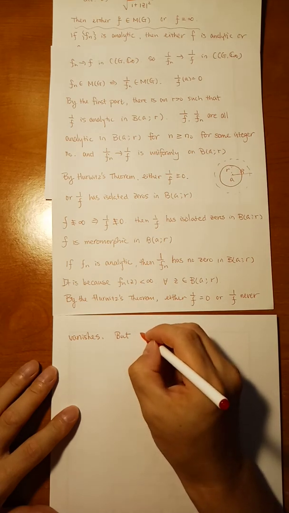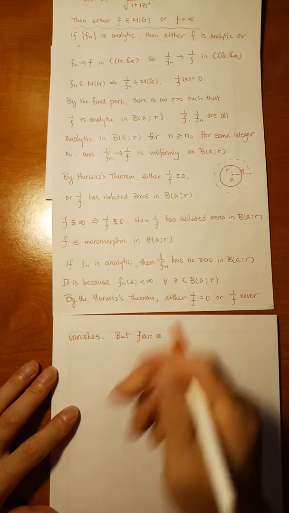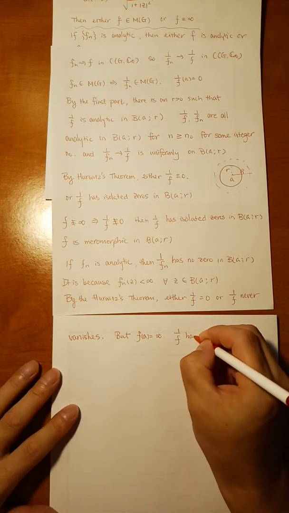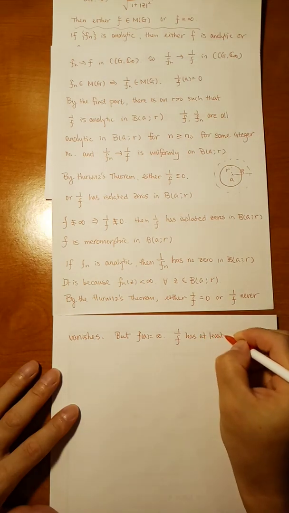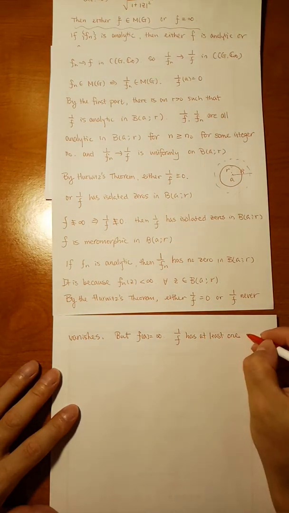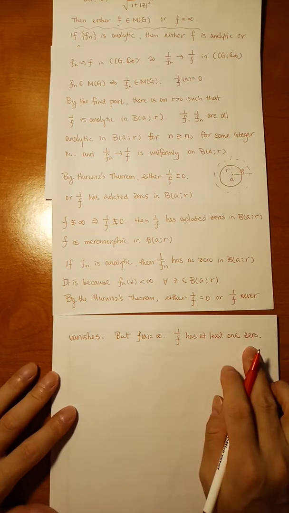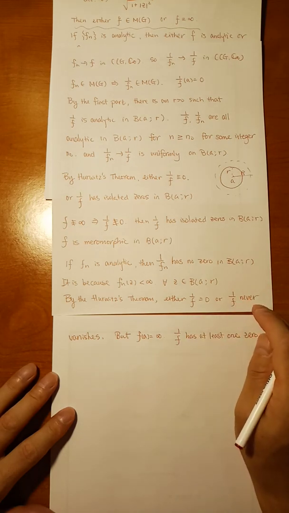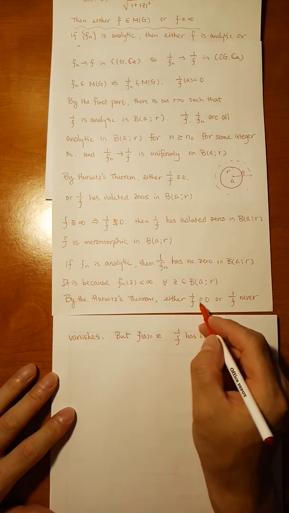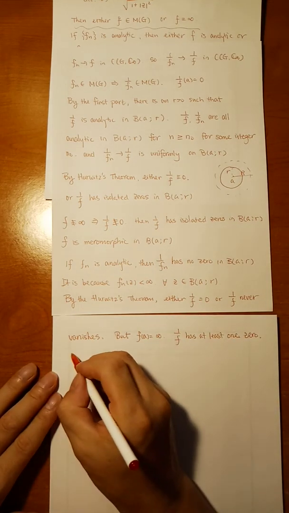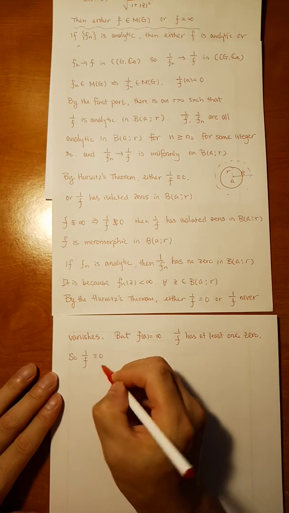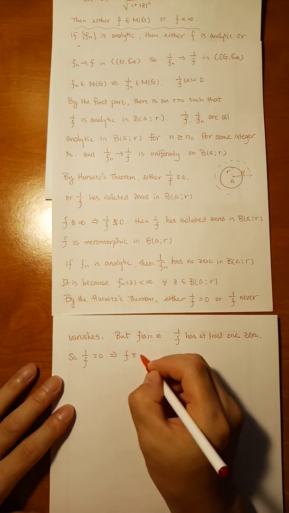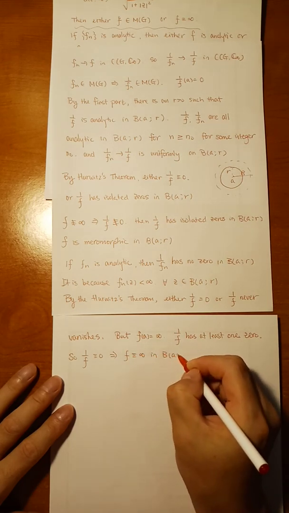But we already see that f(A) is infinity. Then we get 1 over f has at least one zero. 1 over f must have a zero. Here it says 1 over f never vanishes. This situation will not happen. This condition will not happen. Then it implies 1 over f is constantly 0. So 1 over f is constantly 0. Constantly 0 implies f is constantly infinity in this ball.